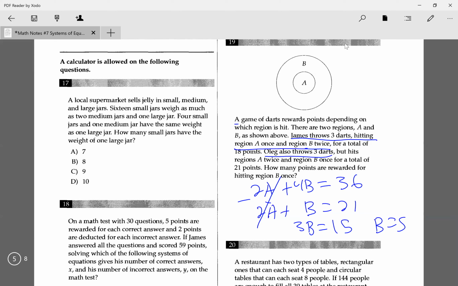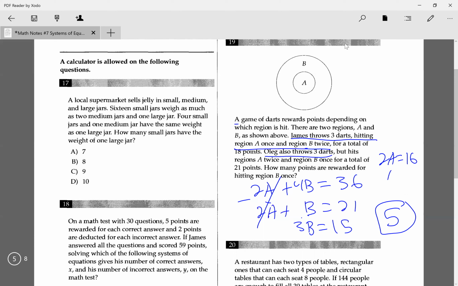The reason I cross off A is that I could have crossed off B too, but then I would have to go back and solve for A afterward. This just saves me a step. So B equals 5. And again, always check your work on these, because you don't have multiple choice to make sure you have the right answer. You can plug this back in. If B equals 5, then 2A equals 21 minus 5, which is 16. So that means A is equal to 8.